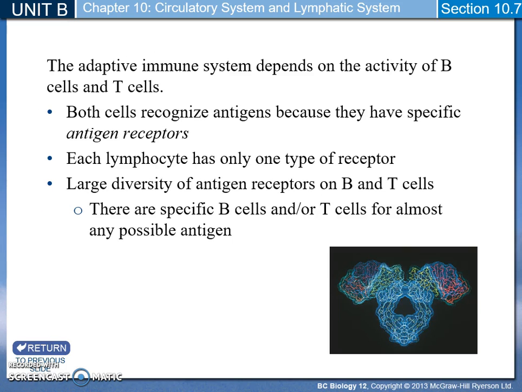So the adaptive immune system depends on the activity of B cells and T cells. Both of these cells recognize antigens because they have specific antigen receptors on them. And each lymphocyte actually only has one type of receptor. However, we have a large diversity of antigen receptors on B and T cells. We actually have millions of different kinds of these. And so we have B cells and T cells to cover just about any possible antigen that we may encounter.